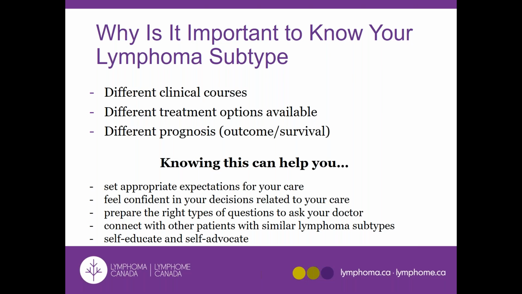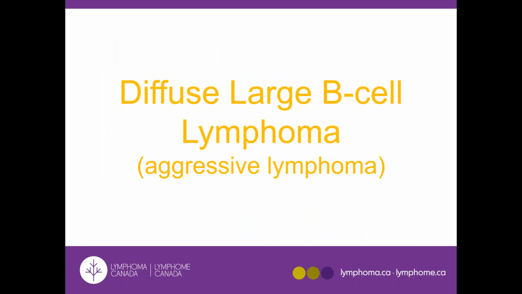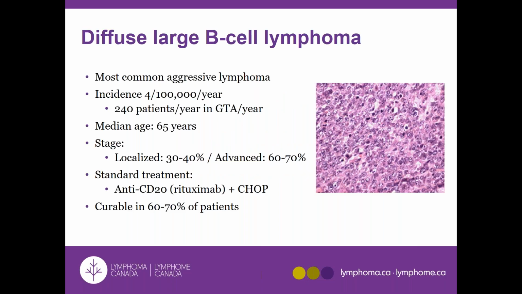appropriate treatments for you. So I'll start with the most common type of lymphoma, diffuse large B-cell lymphoma, which is a type of aggressive lymphoma. This is the most common aggressive lymphoma, as I mentioned, and the incidence is about 4 patients per 100,000 people per year. And in the Greater Toronto area, we might diagnose about 240 patients per year. The median age is 65 years of age.